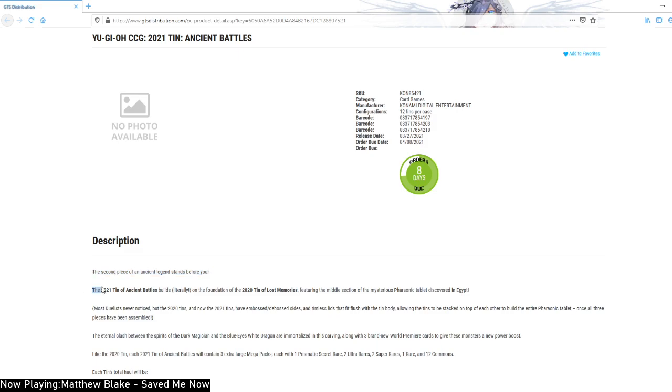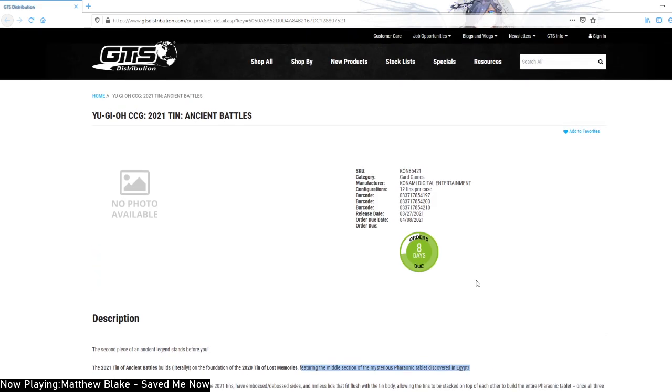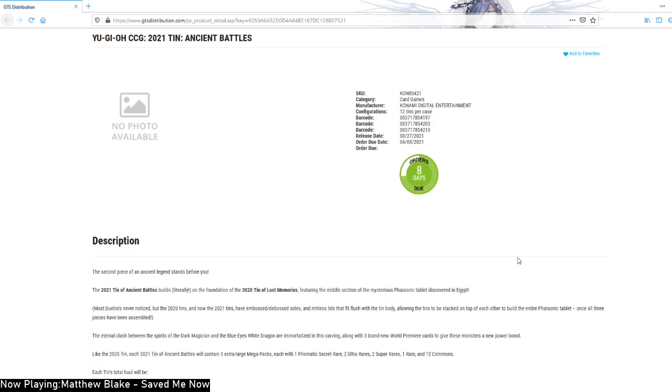Okay. The 2021 tin of Ancient Battles builds literally on the foundation of the 2020 tin of Lost Memories, featuring the middle section of the mysterious Pharaoh Table Disc of Egypt. Now, if you haven't played, this should ring some alarm bells. Middle part. Yep, in 2022, we will also be getting more Yugi and Kaiba tins because GX, 5Ds, Zexal, Arc-V, Vrains. What are those?